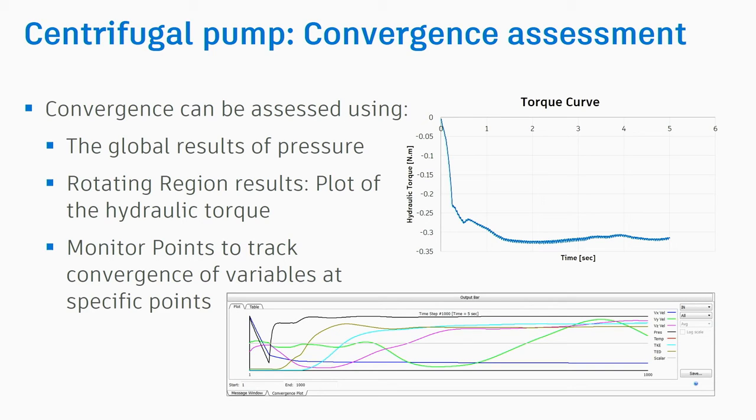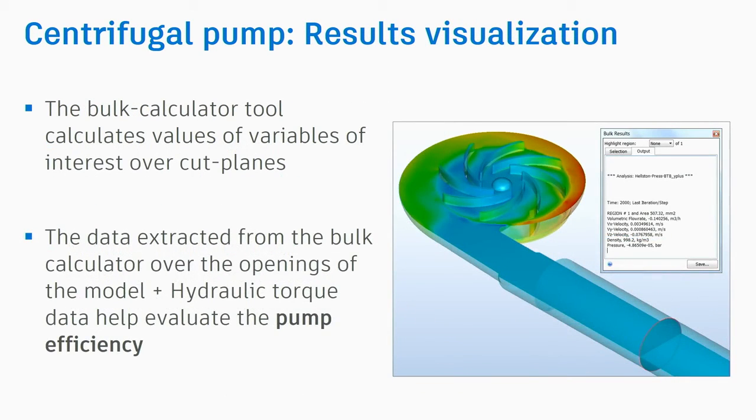And the third option is to extract the hydraulic torque values from the automatically generated rotating region file. You can extract the values of the hydraulic torque and then plot them against time. This value flattens out as the simulation converges. So you have to choose one of them. It's up to you. You can even choose all of them and see how good your results are.